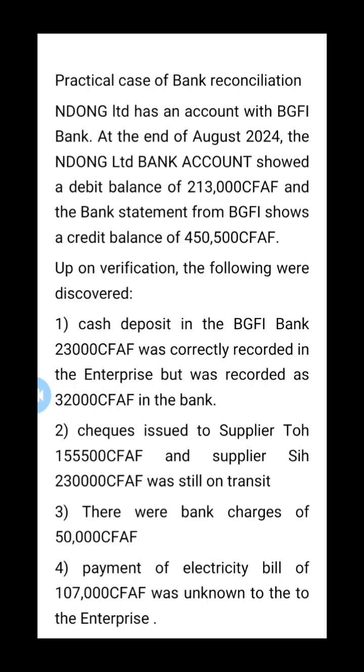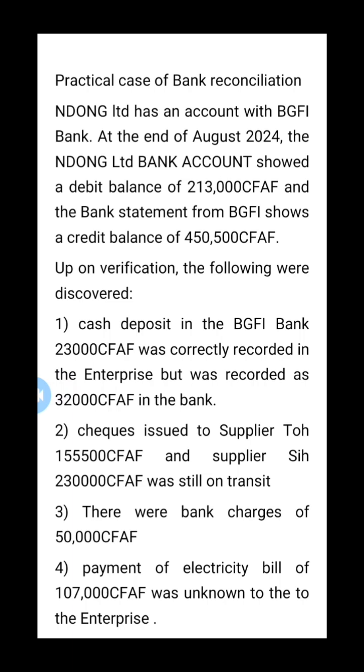The first one is that a cash deposit in the BGFI Bank, which was 23,000 CFA francs, was correctly recorded in the enterprise, but was recorded as 32,000 in the bank statement. So you see that there was an error of transposition here. The bank actually committed an error. Instead of 23,000 francs, they recorded 32,000 francs.